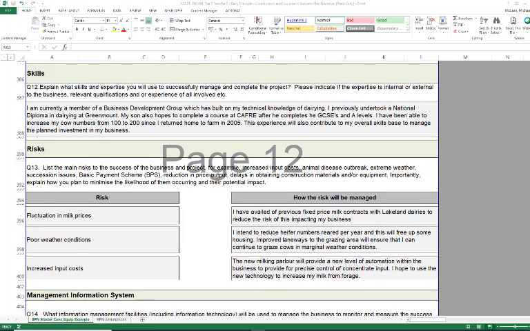Moving on to skills, this question, under question 12, relates to applicants. It gives them an opportunity to explain the skills and expertise that will be available to complete the project and manage the farm business going forward. The business investment often requires a new set of skills, both to cope with managing the transition phase and perhaps also operating new technology that has been purchased.